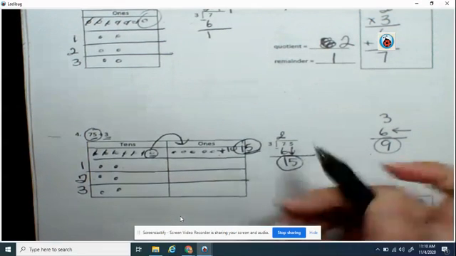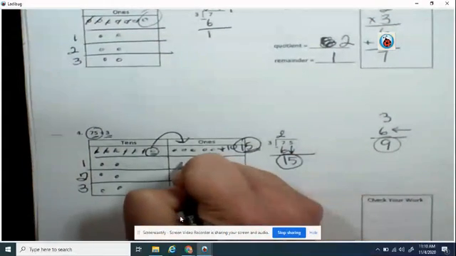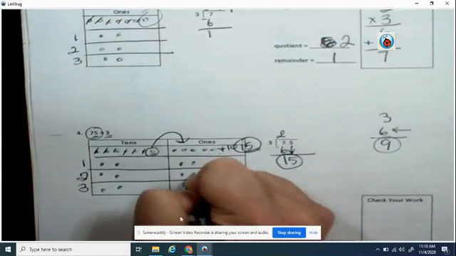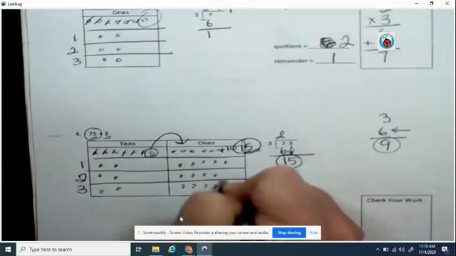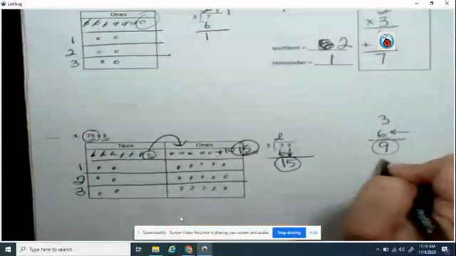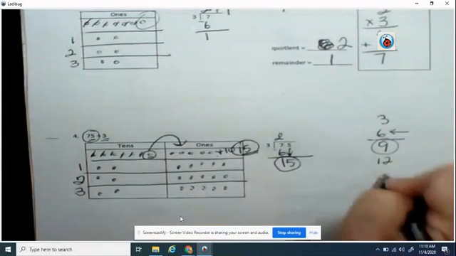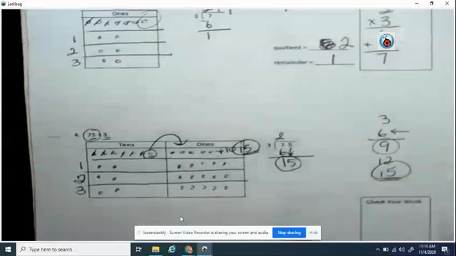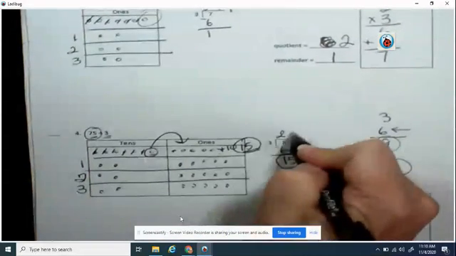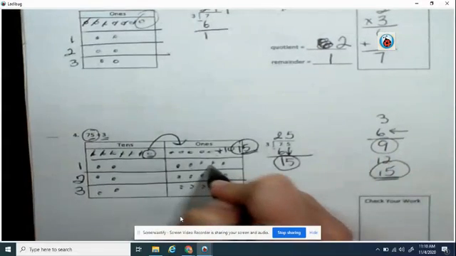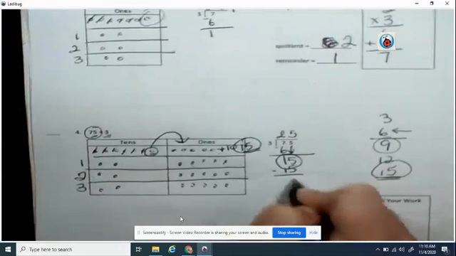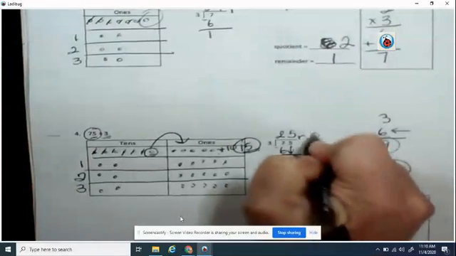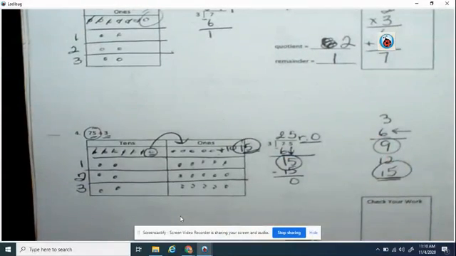Okay, so now 15 divided by 3. 1, 2, 3, 4, 5, 6, 7, 8, 9, 10, 11, 12, 13, 14, 15. So 3, 6, 9, 12, 15. That worked out evenly. So 3 times 5, 1, 2, 3, 4, 5. 3 times 5 is 15. I have 0 1s left over. I have a remainder of 0. I have nothing left over. Remainder of 0.